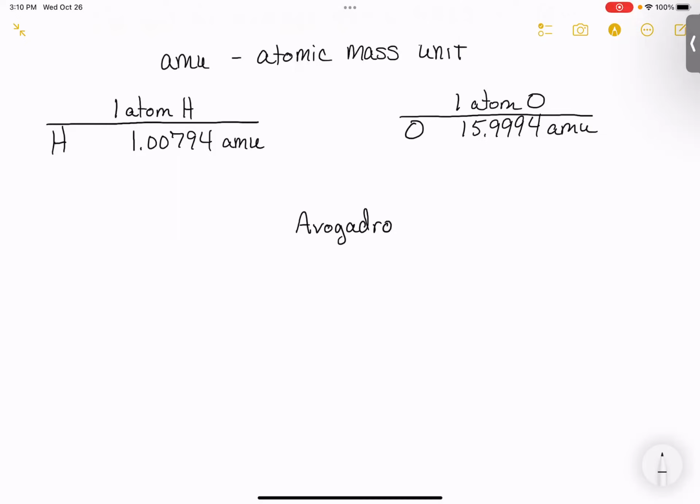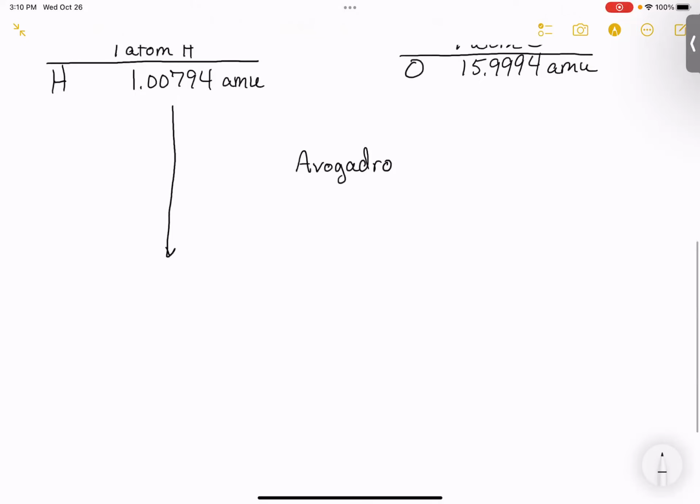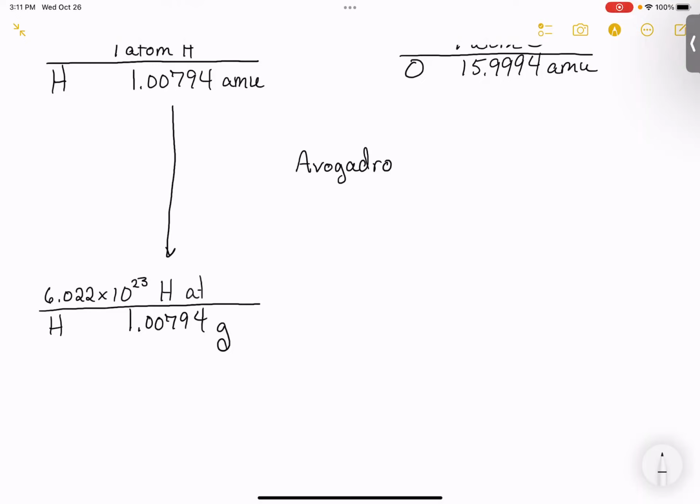But basically, what it boiled down to is instead of having 1.00794 AMUs, if instead we had 1.00794 grams, something we could measure, what does that mean? What that means is if we have 1.00794 grams, then we have 6.022 times 10 to the 23rd hydrogen atoms in this case.